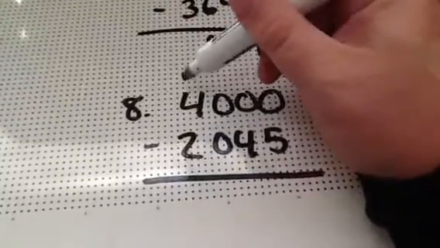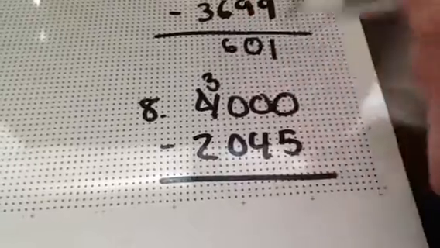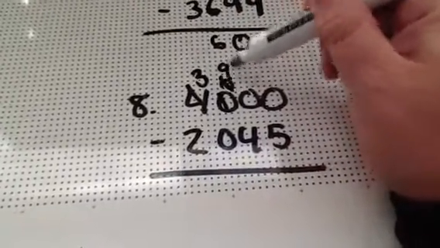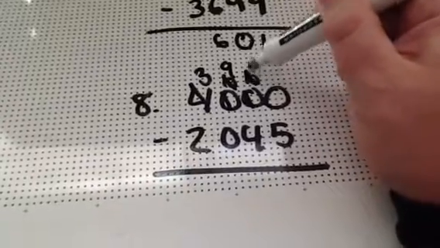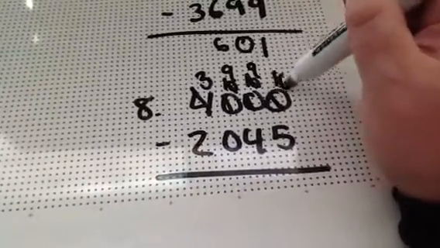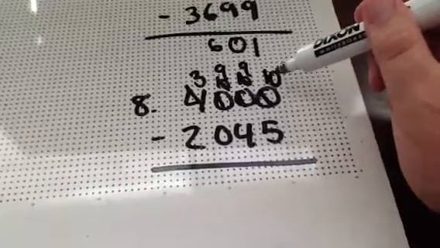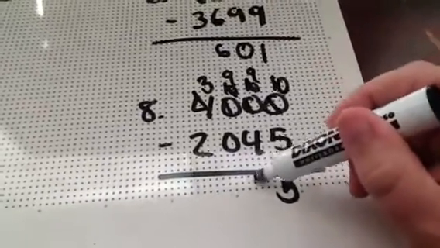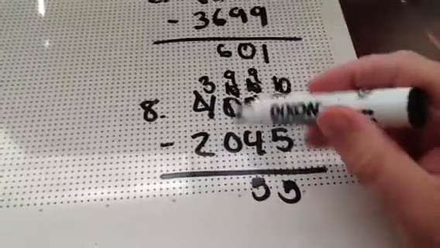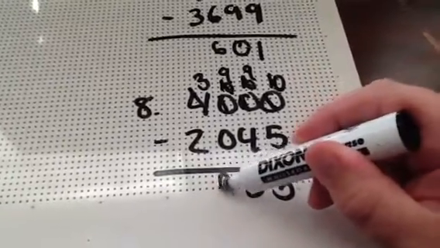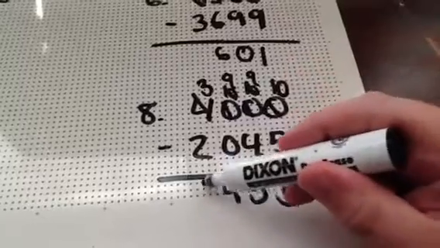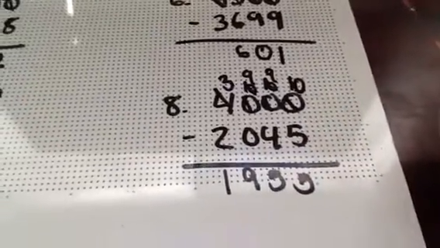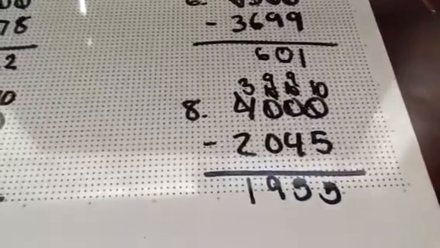Drum roll please. Final one. 4,000 minus 245. We go to the 4. We borrow across. We get down here to the 1s. We have our 10. 10 minus 5 is 5. 9 minus 4 is 5. 9 minus 0 is 9. And 3 minus 2 is 1. Final answer, 1,955. Hope you guys did awesome on this.